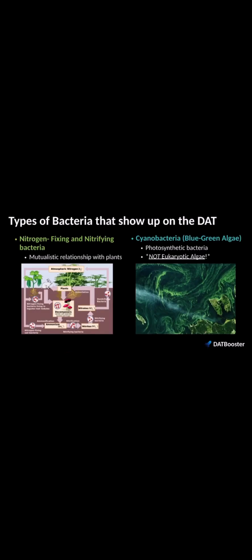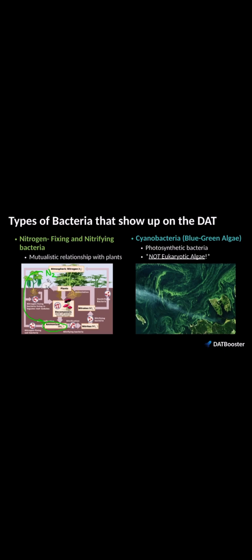Here are two common types of bacteria that sometimes show up on the DAT. Number one is nitrogen-fixing and nitrifying bacteria. Nitrogen-fixing bacteria and nitrifying bacteria are key players in the nitrogen cycle. So nitrogen-fixing bacteria take atmospheric nitrogen, N2, in our atmosphere. They take that in and they fix it to ammonium ions.